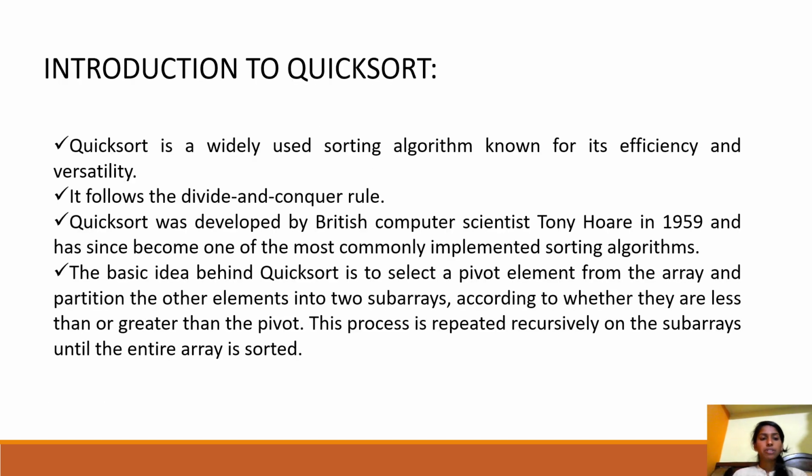Now let us see the introduction part. Quicksort is a widely used sorting algorithm known for its efficiency and versatility. It follows the divide and conquer rule. Quicksort was developed by British computer scientist Tony Hoare in 1959 and has since become one of the most commonly implemented sorting algorithms. The basic idea behind quicksort is to select a pivot element from the array and partition the other elements into two subarrays, according to whether they are less than or greater than the pivot. The process is repeated recursively on the subarrays until the array is sorted.